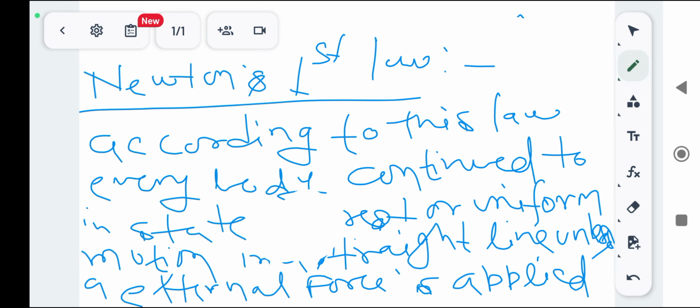A state of rest or of uniform motion in a straight line.